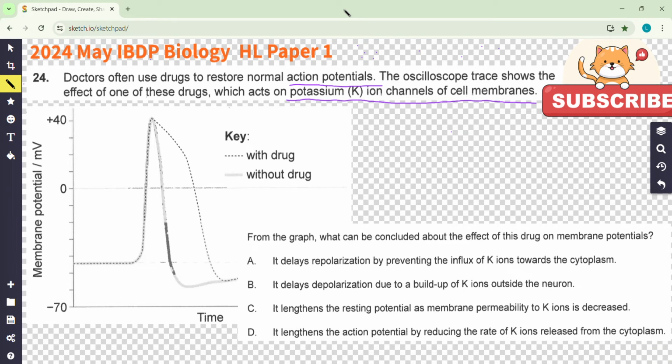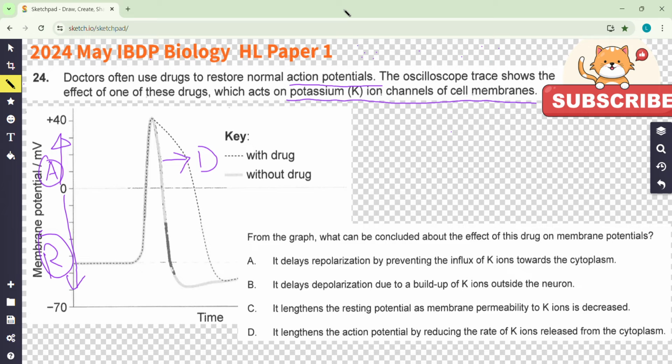So first of all, look at the graph. First of all, you have to recall where is the action potential here. It is the action potential and this is the resting potential, right? So by this understanding, and then you have to understand what is the drug. With the drug, it moves to the right. Okay, it's the change by the drug. So by this understanding, which option must be incorrect?